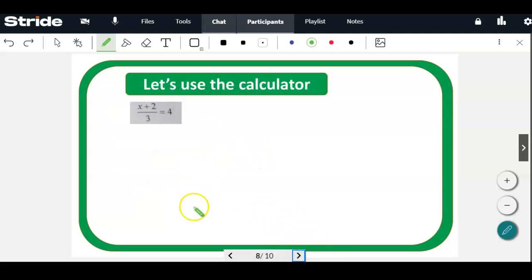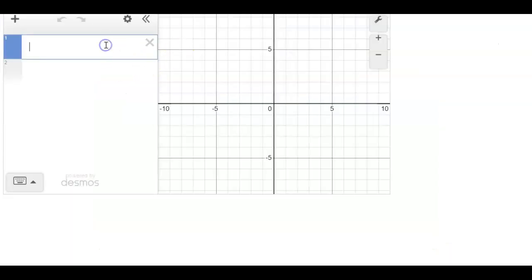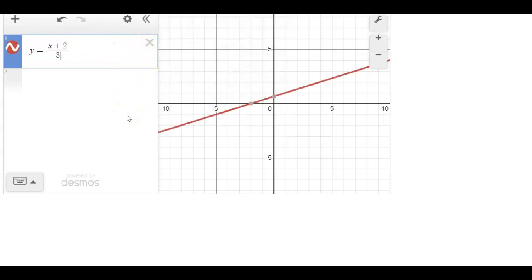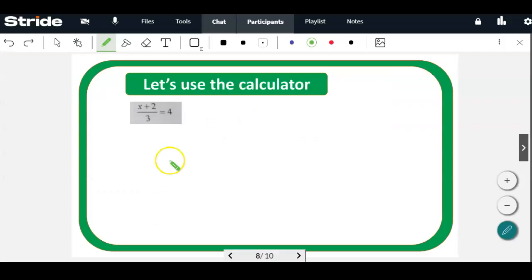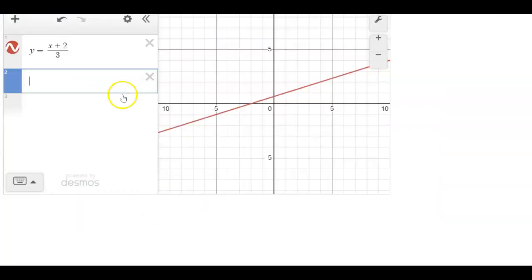All right, so I want to just make sure we understand the calculator part. So let me go ahead and switch over to the calculator. We have x plus 2 over 3. So remember, we're going to put y equals. And we're going to have to go ahead and put the fraction because we need to make sure the x plus 2, the whole part of that goes on top. And then 3. And then the other part of it, we need to put y equals 4.